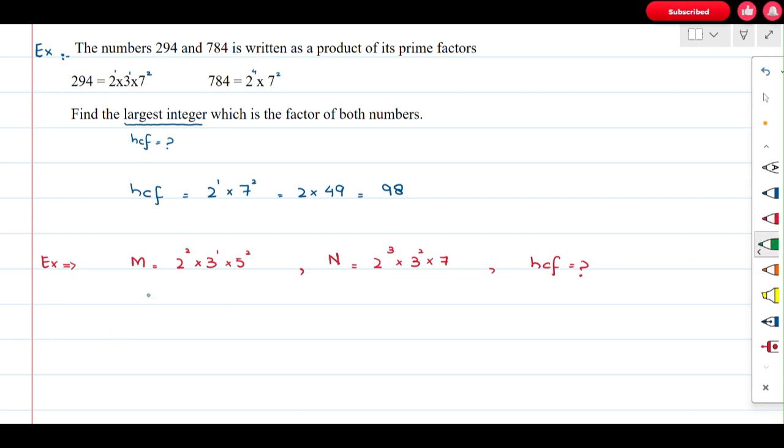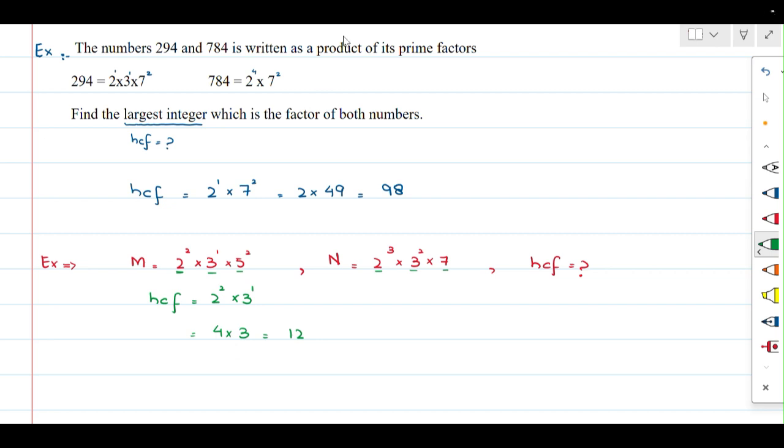Now to figure out the highest common factor, we need to pick the lowest or equal power. So here the 2 power is 2, here the 2 power is 3. Which one is the lowest one? 2 power 2 is the lowest one. Here 3 power is 1, here 3 power is 2, so 3 power 1 is the lowest one. Here we have 5 square, here we have no 5, so we're not supposed to write 5. Here we have 7 and no 7 over here, so not supposed to write down the 7. So 2 square is 4, and 4 times 3 is equal to 12. So we can say 12 is the highest common factor of the integers m and n when the prime factorization is given to us.